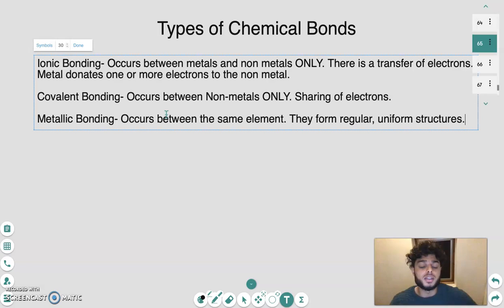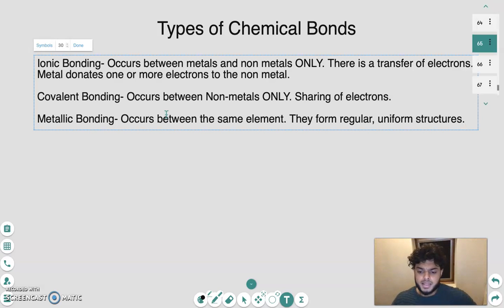Okay, so there you have it. There are some key differences, as you can see here. Ionic bonding occurs between metals and non-metals only. However, in covalent bonding, it occurs between non-metals only. There are some similarities between ionic bonding and metallic bonding. However, we'll go through them in another lesson because it will require a lot more time to understand. But today, let's go through ionic bonding in a little bit more detail, and the best way that we can do this is by doing an example.